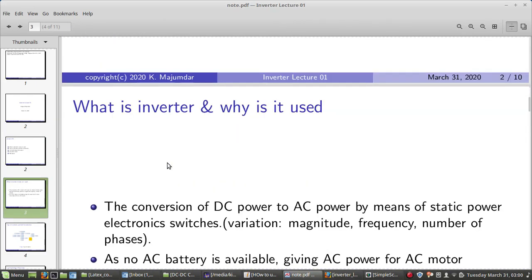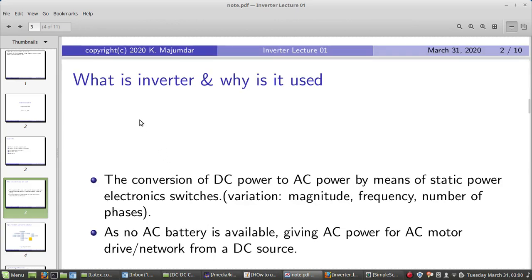Let's go. The first question which arises in our mind: what is an inverter? An inverter is nothing but a converter of DC power to AC power by means of static power electronic switches. Now why the static power electronic switches?